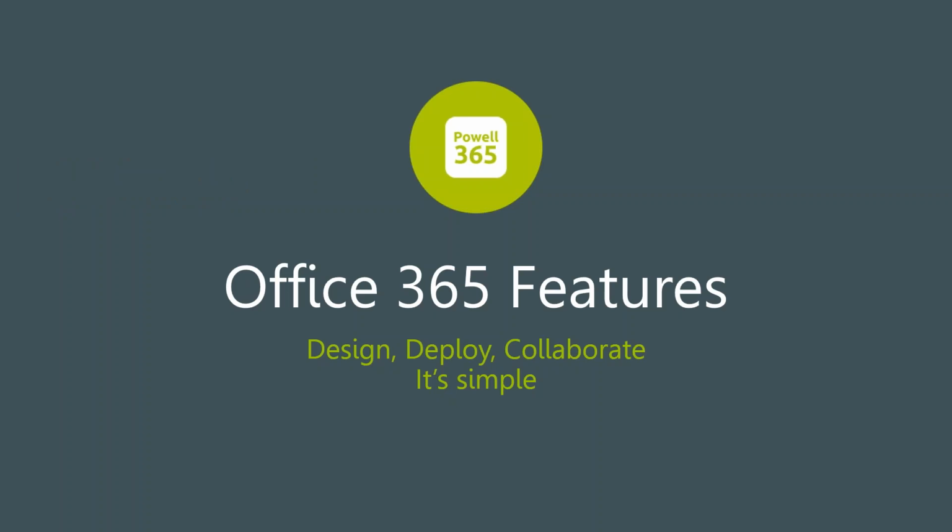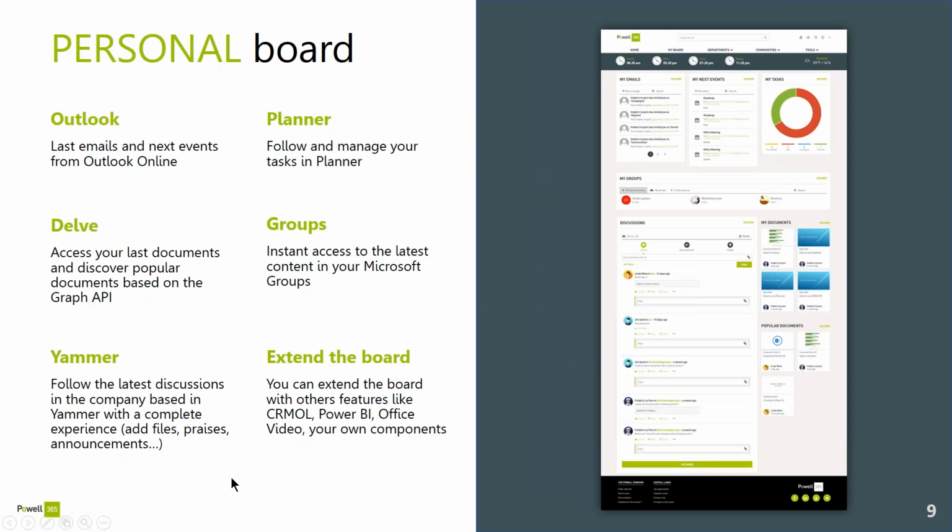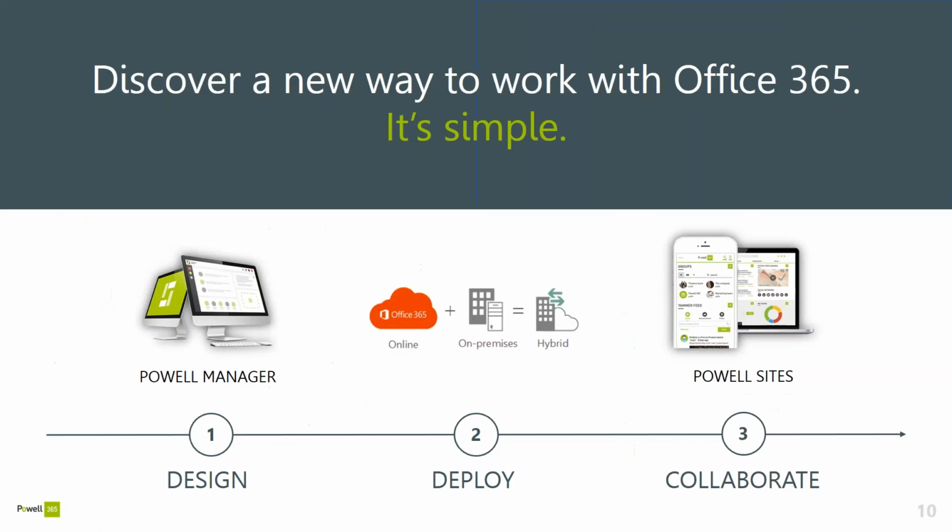So some of the Office 365 features that we're going to talk about today and how we integrate with them are featured mostly on our personal board. Well, they're featured all over our site, but the ones we're going to focus on today are on our personal board tab within our site, and they include Outlook, Planner, Delve, Groups, Yammer, and the ability to extend the board beyond even these features, including Power BI, Office Video, Excel documents, really any of the Office 365 components.